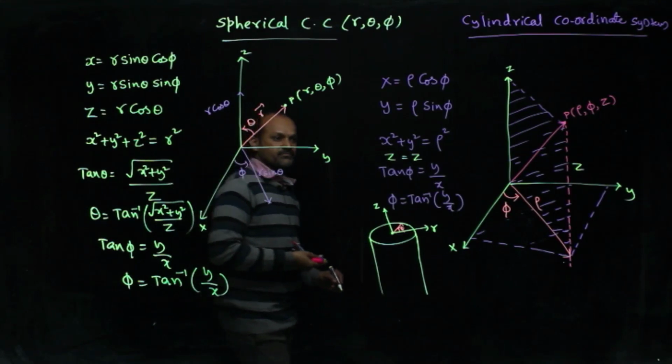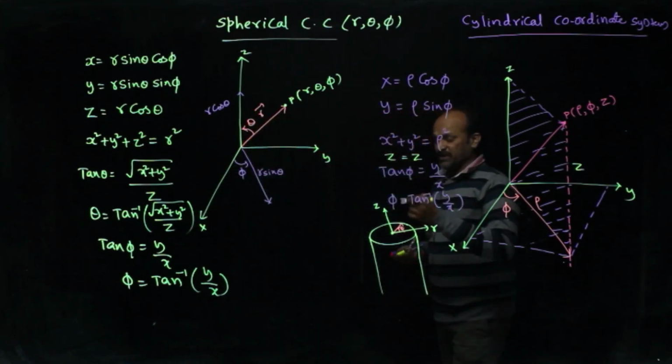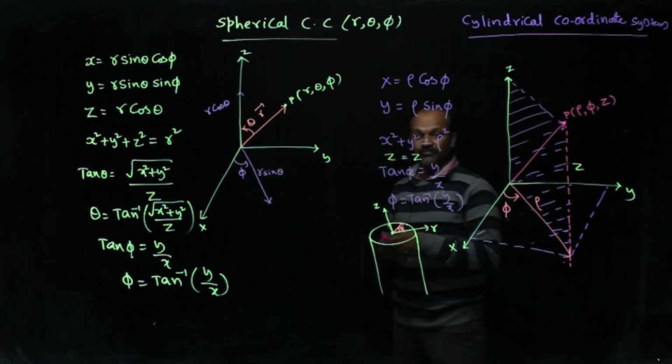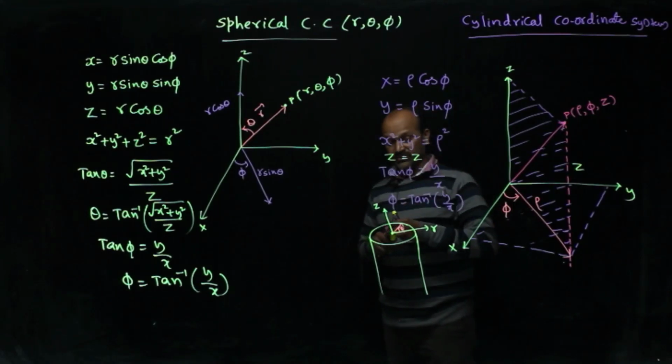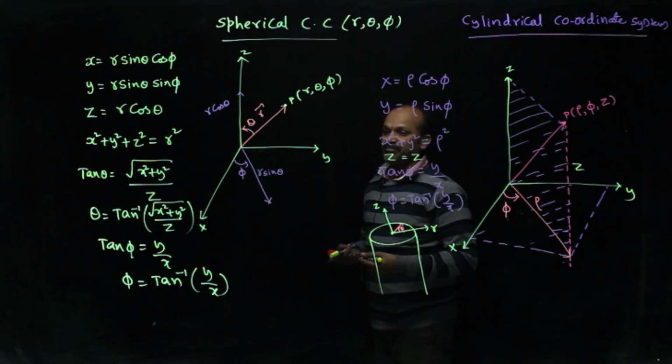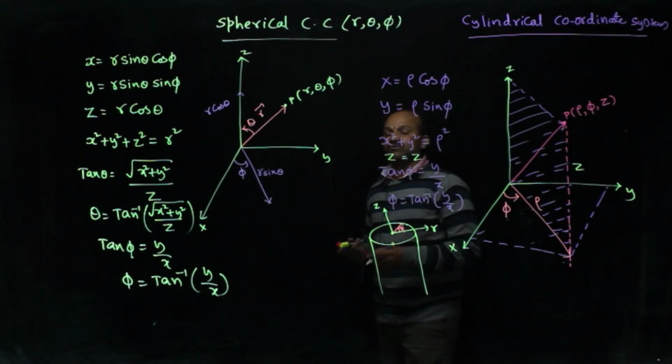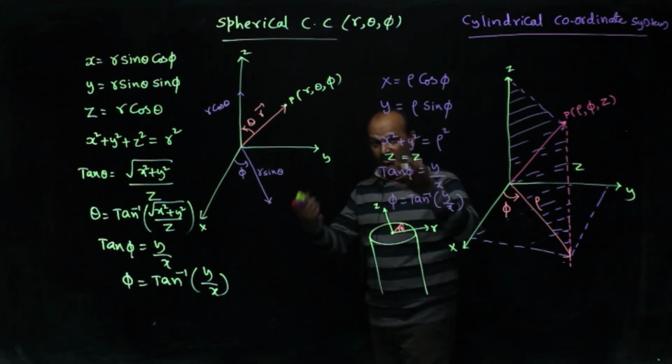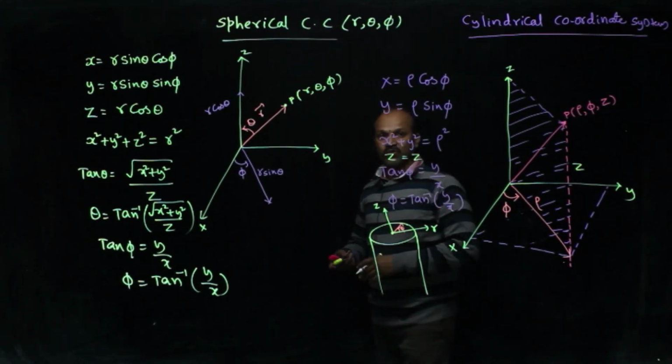Okay. So whether spherical coordinates or cylindrical coordinates, these are used mostly in the engineering sector to do more complex studies of complex shaped objects. We use all these coordinate systems.